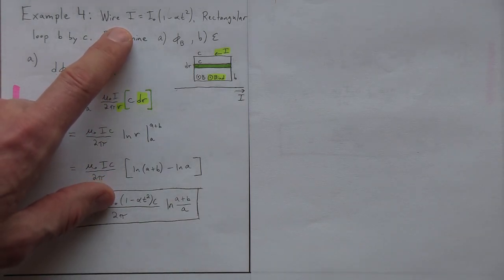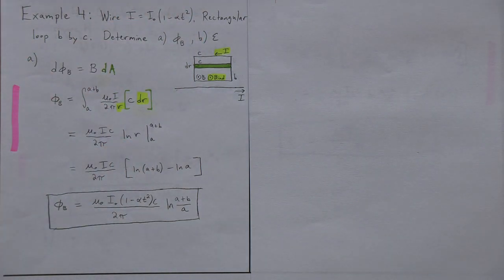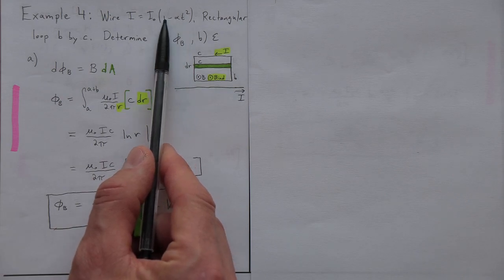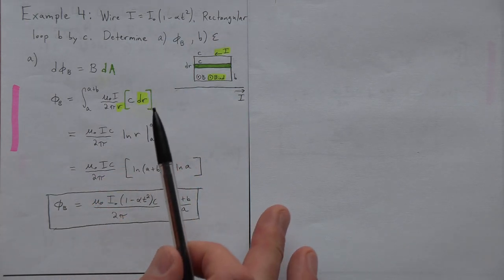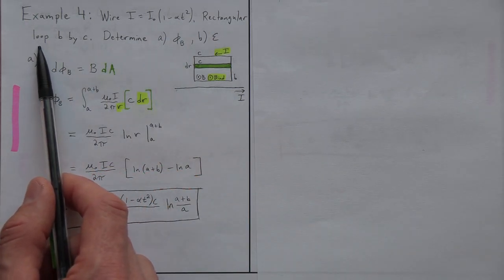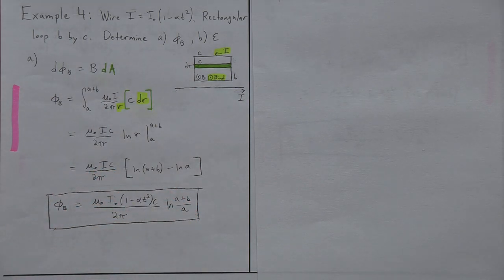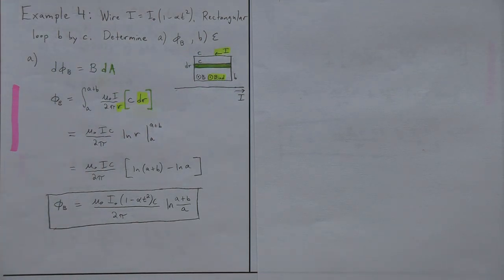So we've got a wire down here with a current that obeys this function. At time 0, it's I0 times 1, and then notice we have 1 minus this, so the current is initially decreasing by this function. Then you've got a rectangular loop, dimensions b by c, and the questions are determine the magnetic flux in this loop, and the voltage. Okay, so this is a kind of classic flux calculation.